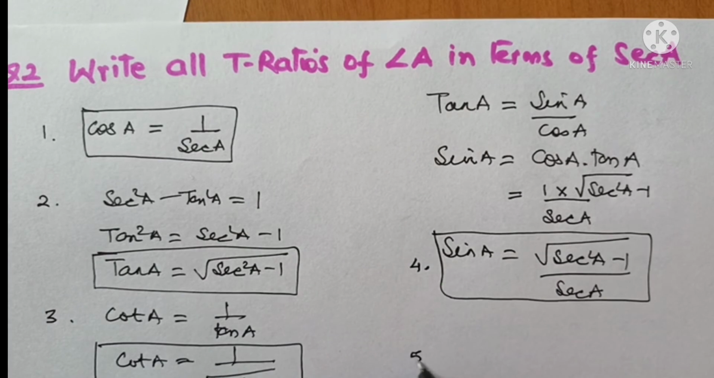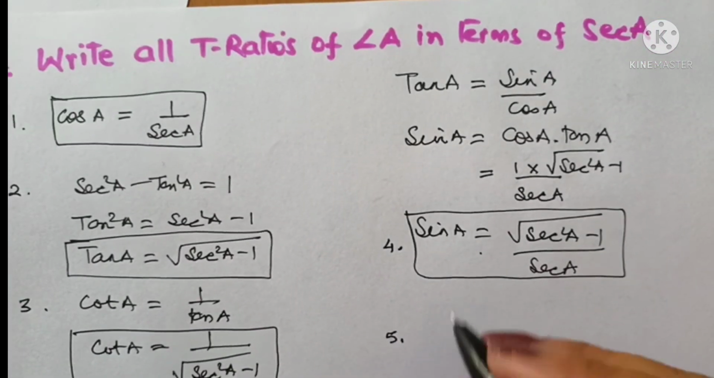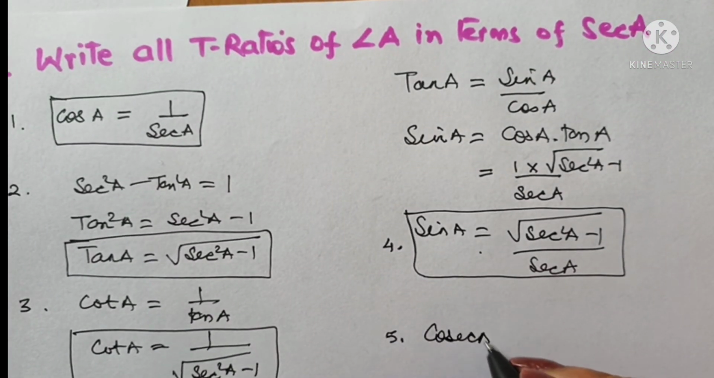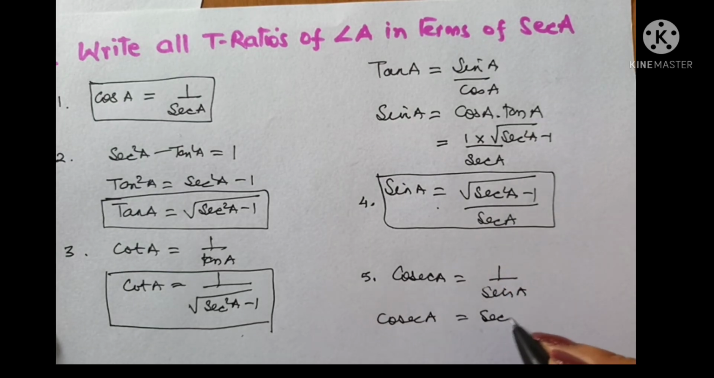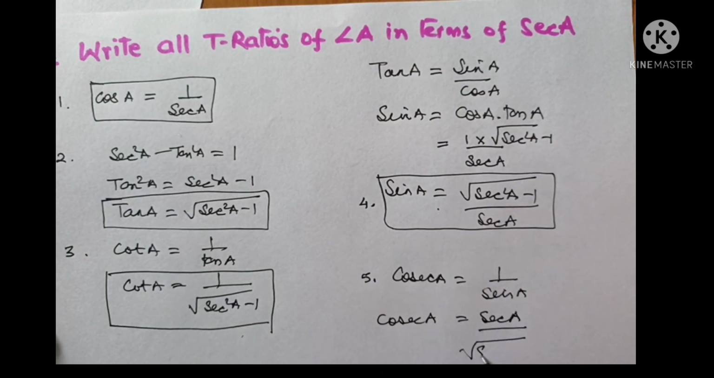And for the fifth t ratio, we shall use reciprocal of sine A. We know that cosecant A is equal to 1 by sine A. So this gives me the value of cosecant A as reciprocal of the above value, that is secant A divided by root of secant square A minus 1.